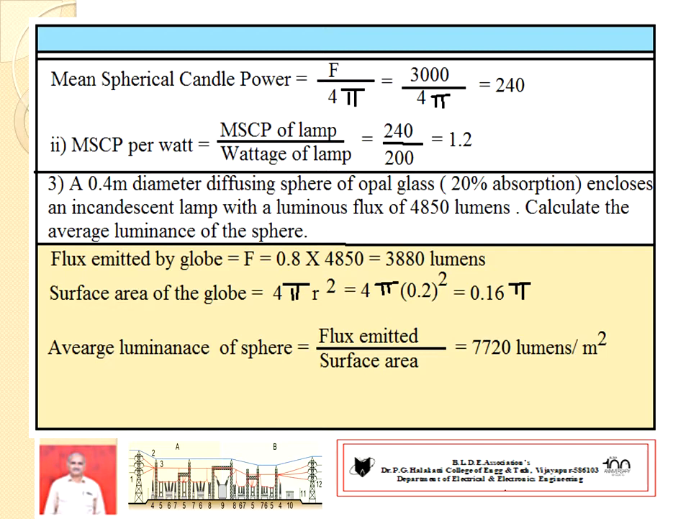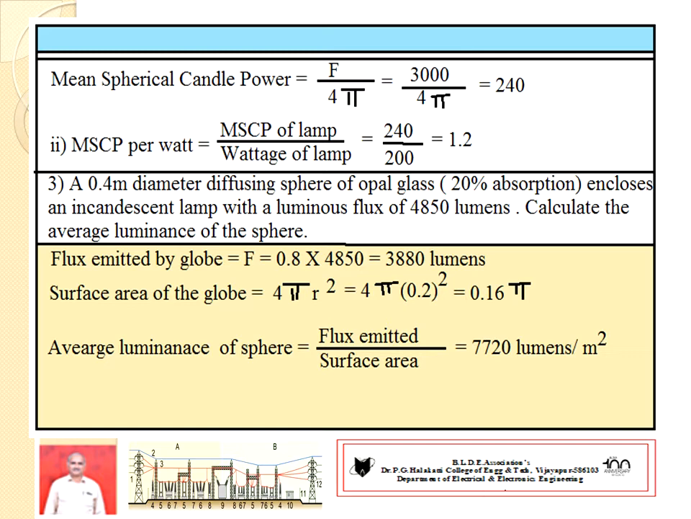So, what is the total flux emitted? That is 4850. This incandescent lamp is fitted with diffusing opal glass. It has 20% absorption, hence 80% of the lumens is available. Hence, we have to calculate the output of this incandescent lamp with this diffusing sphere. That is, output lumens becomes 80% of this: 0.8 times 4850. So it becomes 3880 lumens.